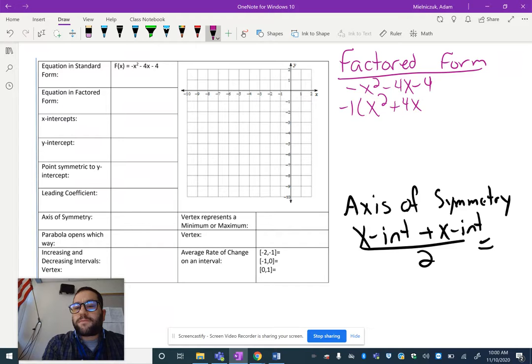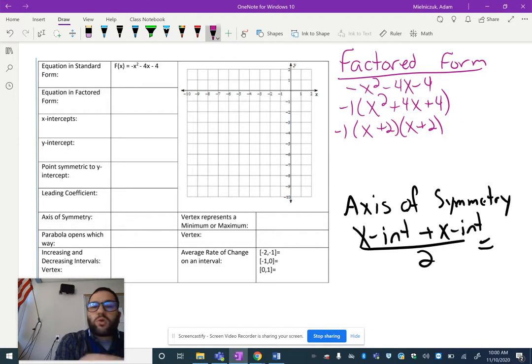x squared plus 4x plus 4. So what multiplies to 4 and adds to 4? We know that will be x plus 2 times x plus 2. So our equation in factored form is negative 1 times x plus 2 times x plus 2.